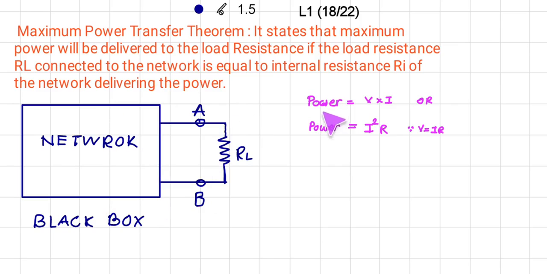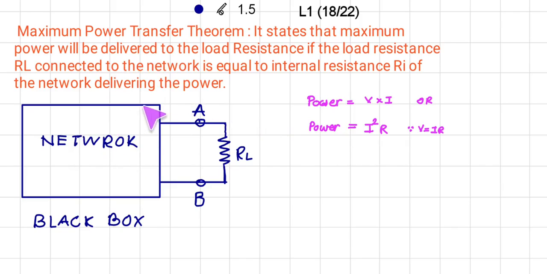First, before that, we should understand that power in electronic circuits is given by the product of voltage and current, that is P is equal to V into I. But according to Ohm's law, we know that V is equal to IR. So if we replace this V by IR, then we can also write power is equal to I square R. So now we are going to think about the maximum power transfer theorem.